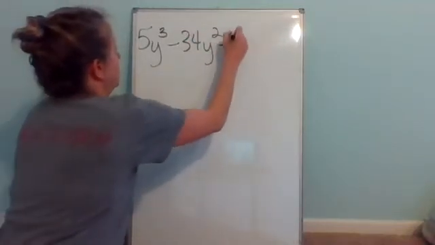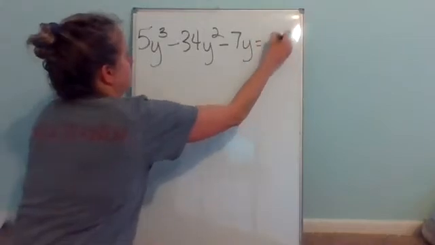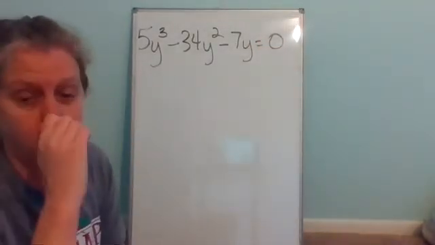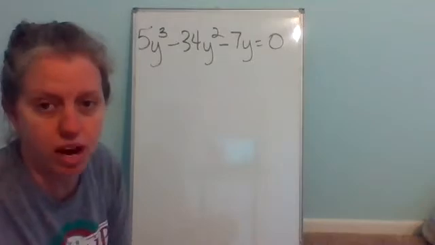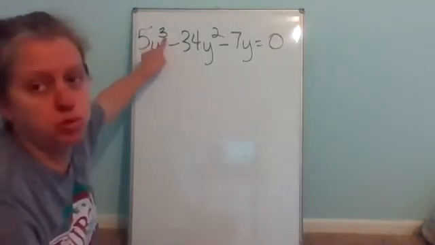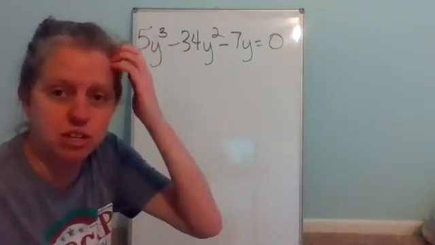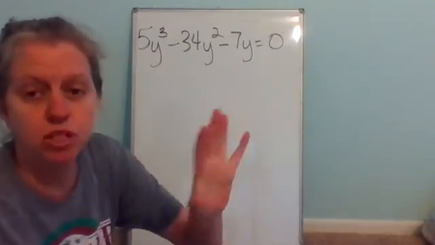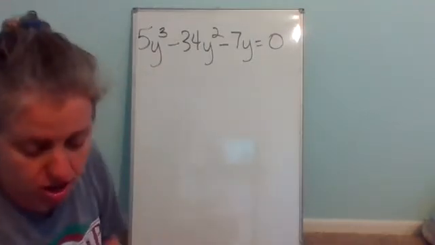Minus 7y equals 0. Now, remember, the quad program is for squared equations. This one's a cubed equation. But sometimes there's things that we can do to our problem that will turn it into a squared equation.